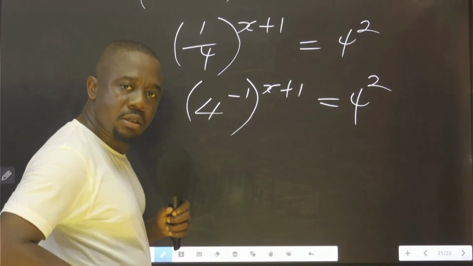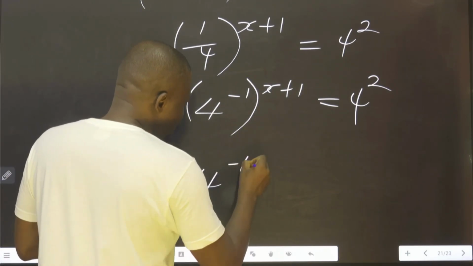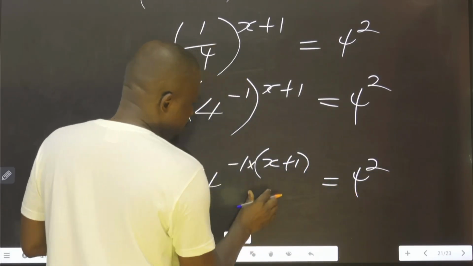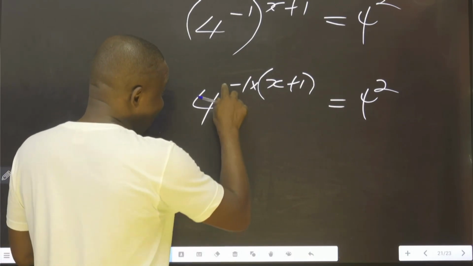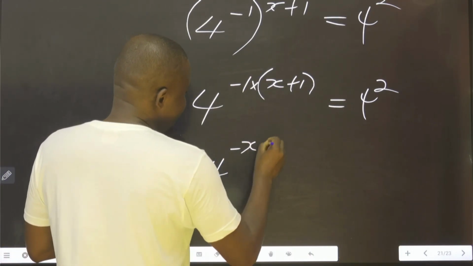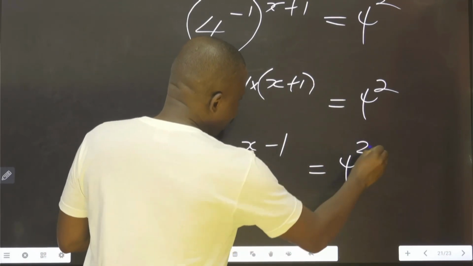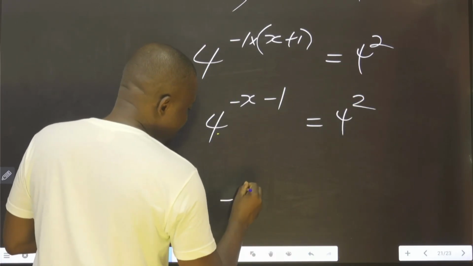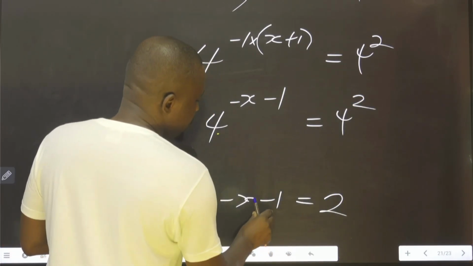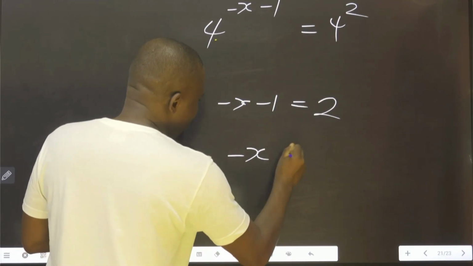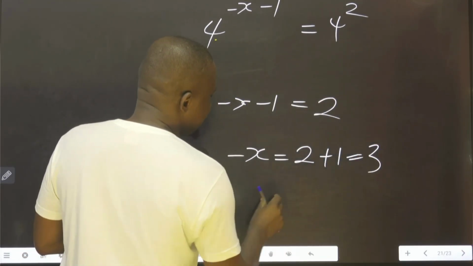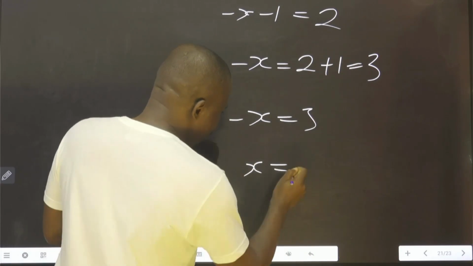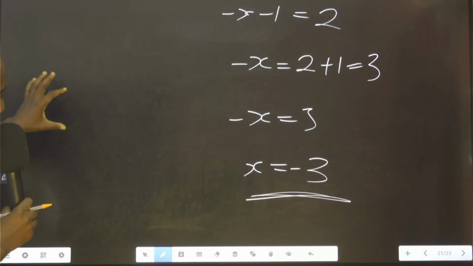What is the meaning of this bracket? It means times. That is minus 1 multiplied by x plus 1 equals to 4 raised to power 2. With this we have now, you can simply say that this is equals to minus x minus 1 equals to 4 raised to power 2. The bases are the same. Therefore, these indices are also the same. Therefore, minus x minus 1 is equals to 2. You move this to this side, you have minus x equals to 2 plus 1, which is equals to 3. That is minus x equals to 3. To make x stand alone, we move the minus to this other side to have minus 3, okay?